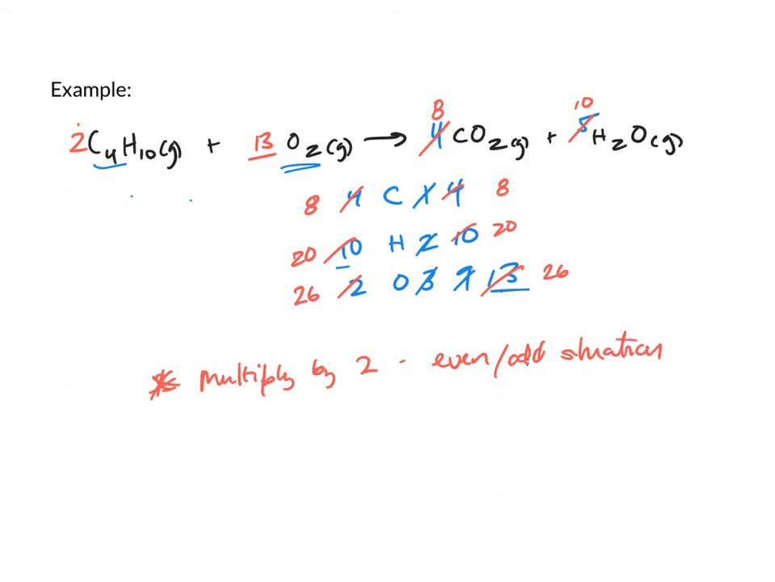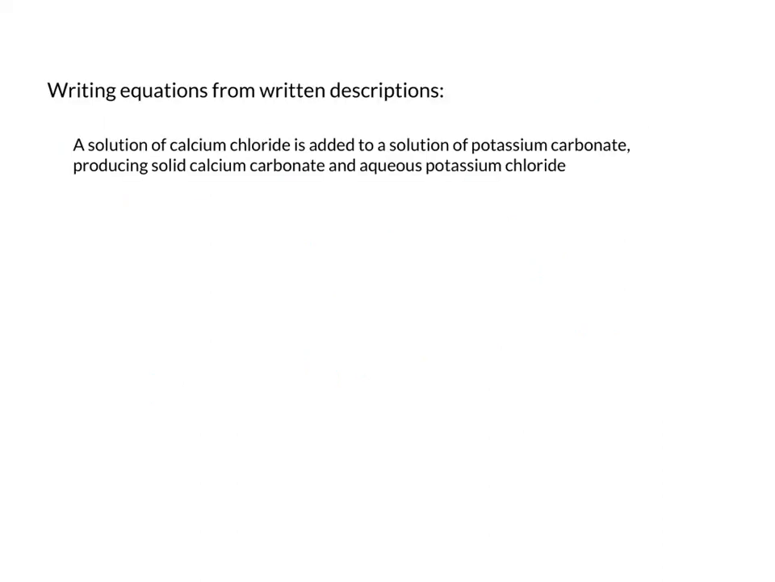Okay. So in terms of balancing equations, when we're given the formulas for each, it's relatively straightforward. But what if I'm not given the formulas for each? What if, for example, we are looking at writing an equation from a written description? So I have a solution of calcium chloride added to a solution of potassium carbonate producing a solid. So the first step here is I have to write the equation. Before I can write the equation, I have to write proper formulas.